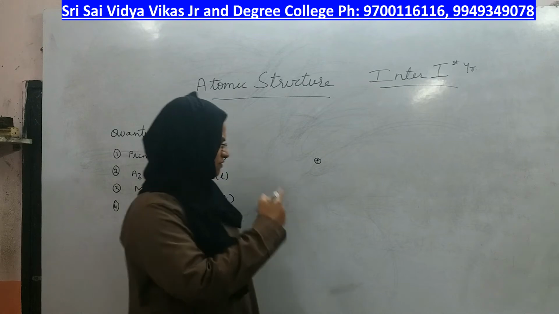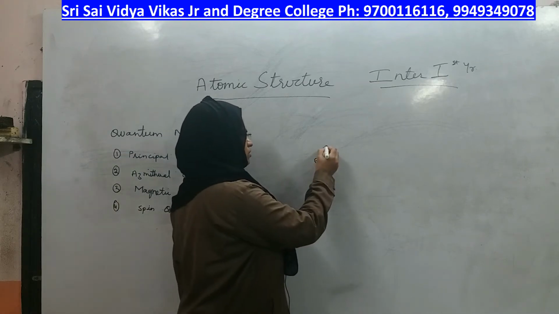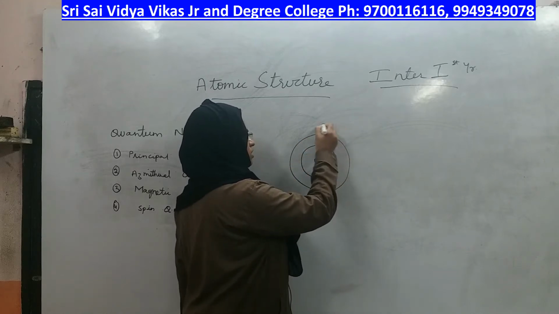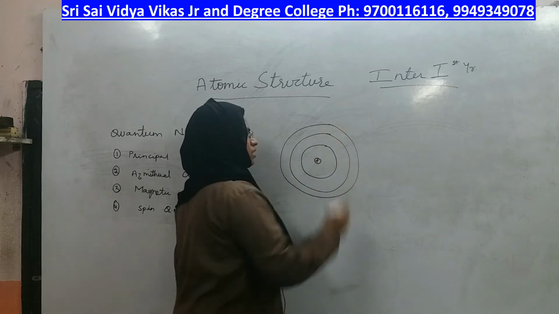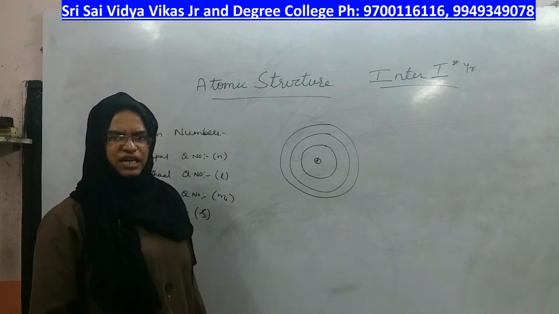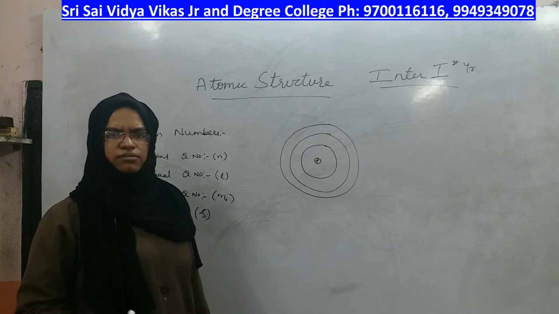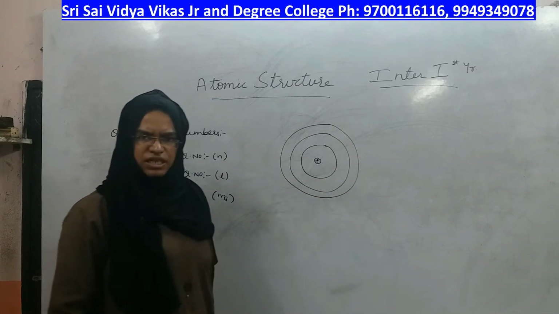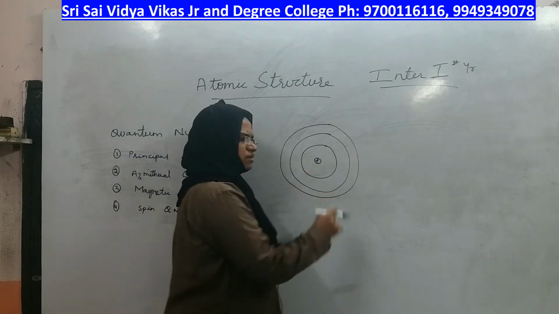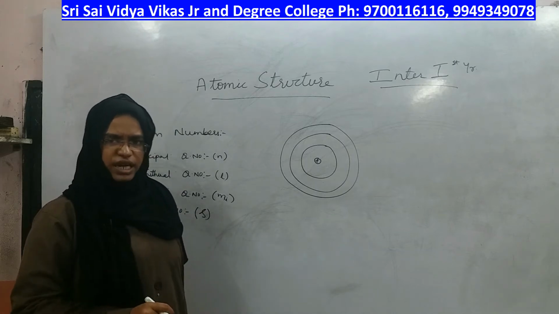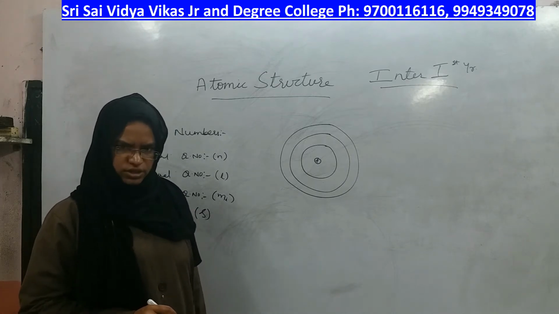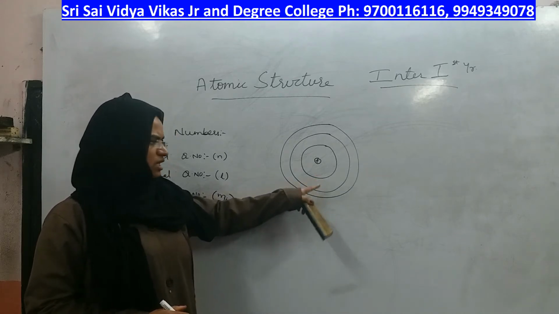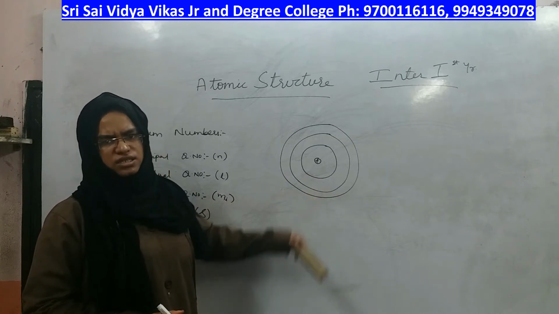Say if this is the nucleus, we know around nucleus there are many orbits, or you can call it as shells also, right? And that shells are called as main shells, in which there will be many subshells, right? Each main shell has many subshells in it, and in that subshells you will find orbitals, and in that orbitals you will find electrons, right?